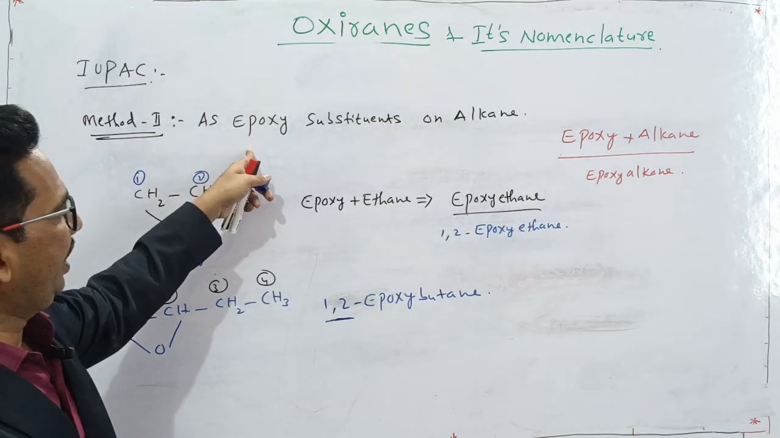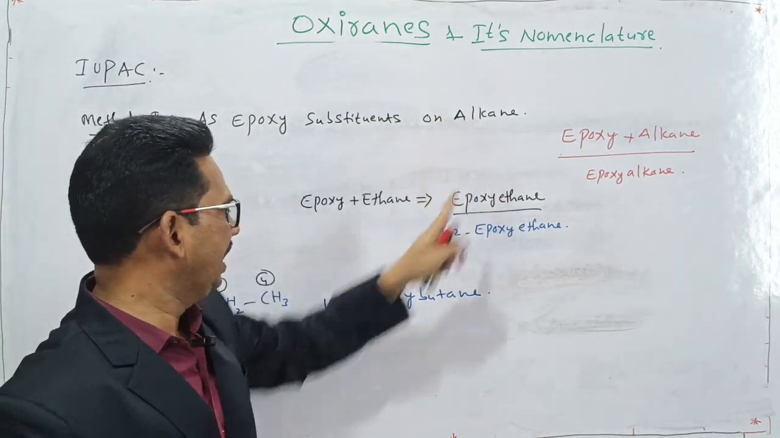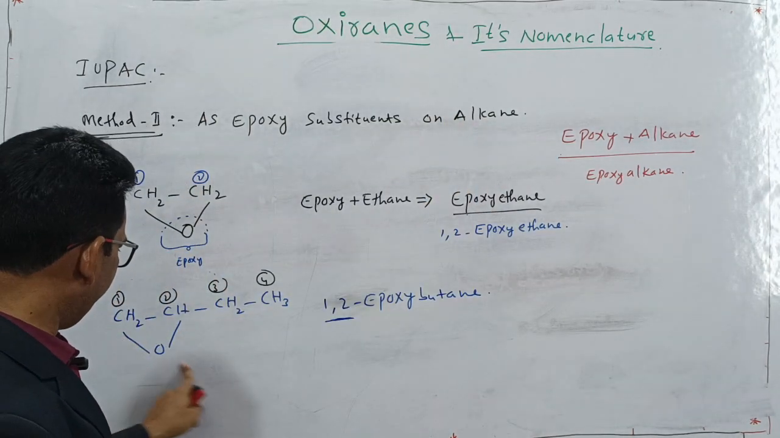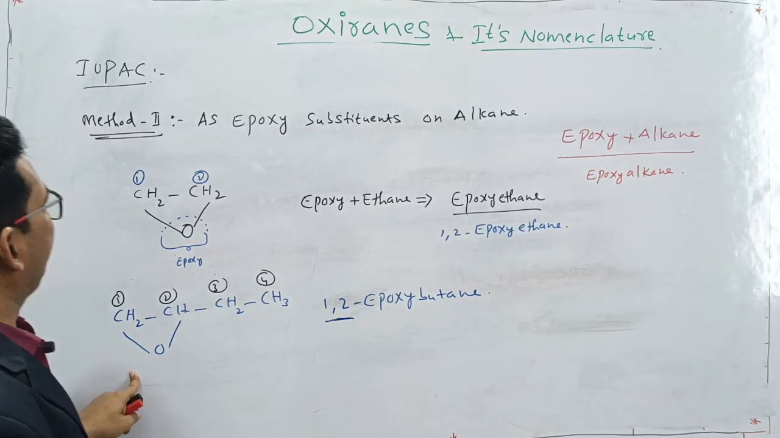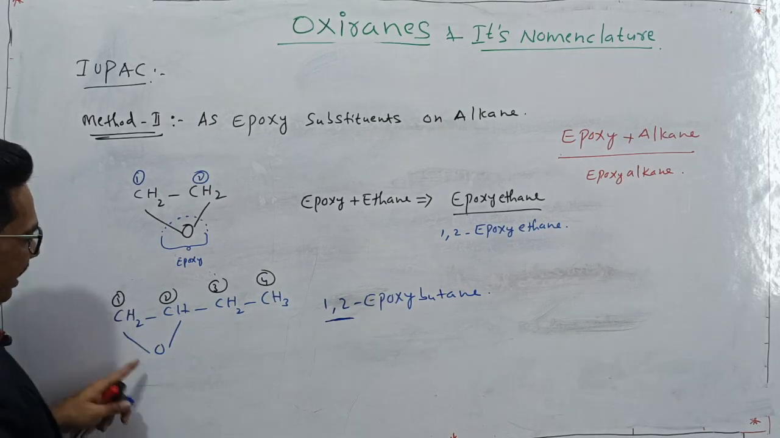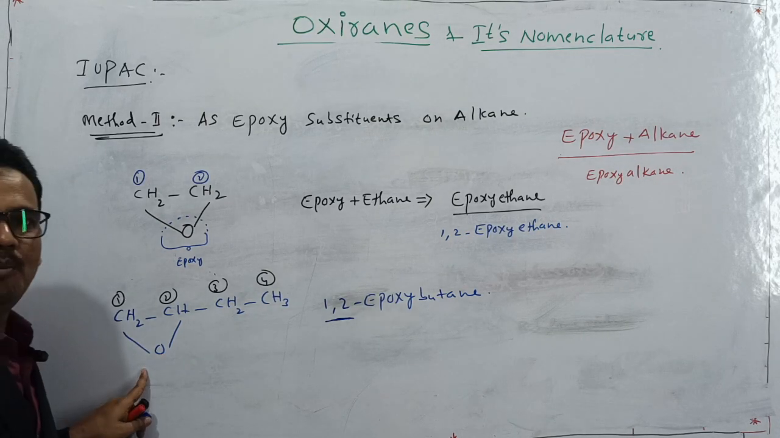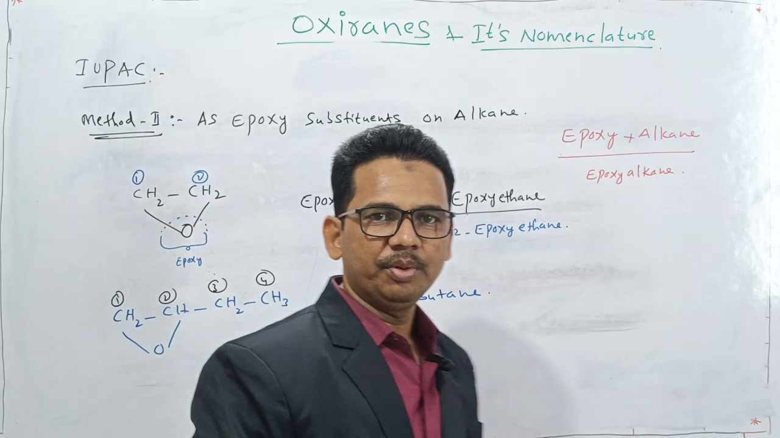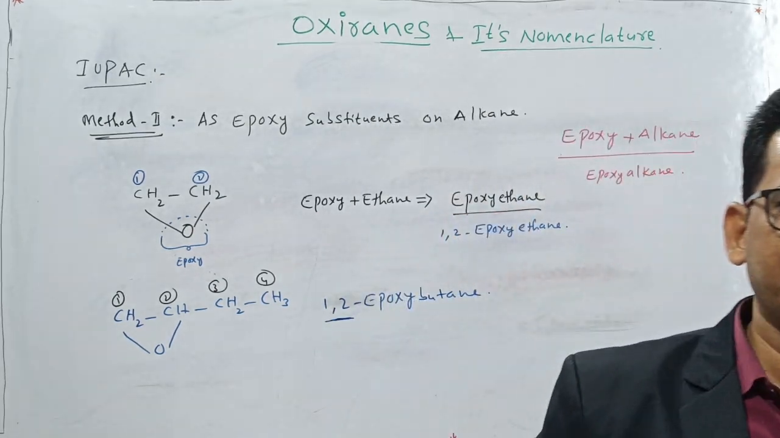Epoxy, we are writing as the substituent and the alkane. We are taking it as a substituent, but in method 1 we count this one as oxirane, whereas here we are counting it as epoxy. I hope you understand this.